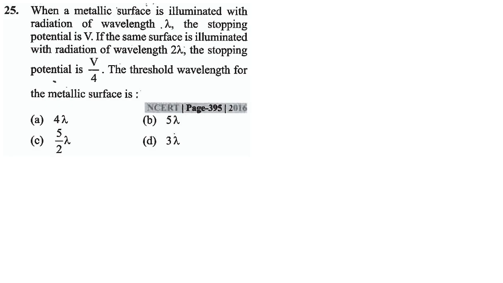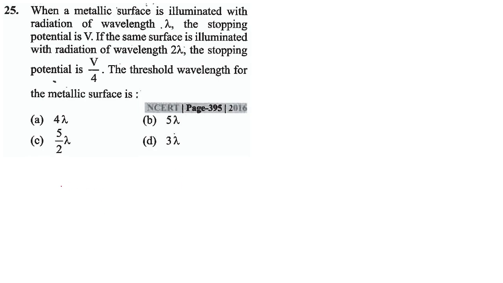This type of question is very important. Two statements will be given, and based on these two statements, you have to find out the answer. So the two statements are, the first case: the metallic surface is illuminated with the radiation of wavelength lambda, and the stopping potential is V.